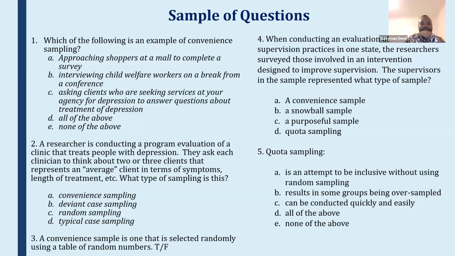What's the right answer? D. The right answer is typical case. So when you are using the average client, it's typical case. Deviant case is the extreme end, right? Typical case is the average. Okay. Question 3. Who will read it for us?